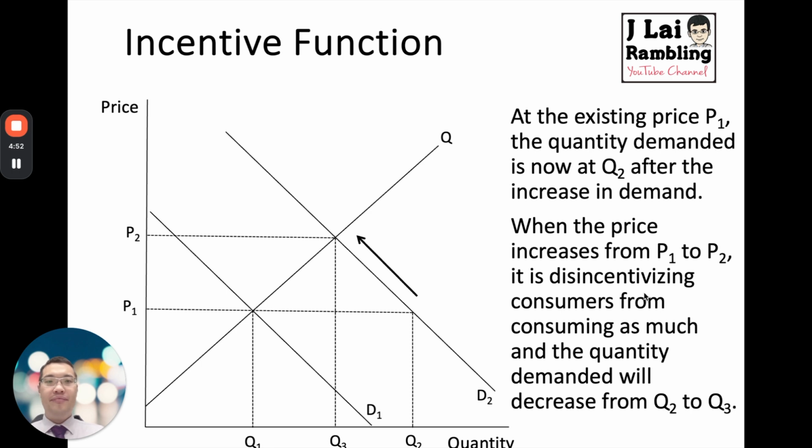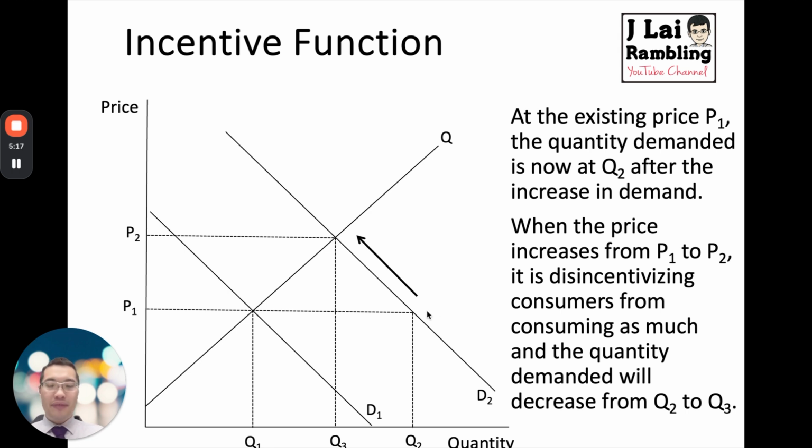On the other hand, okay, when the price increases from P1 to P2, at the existing price level, the quantity demanded is at Q2. And therefore, when the price increases, it is disincentivizing the consumers from consuming as much, and the quantity demanded will be reduced from Q2 to Q3 where the market clears.